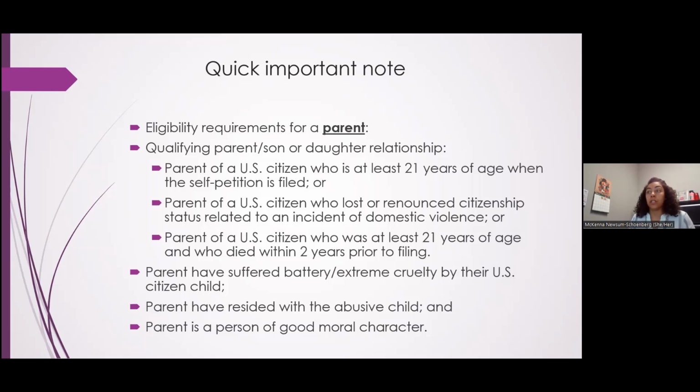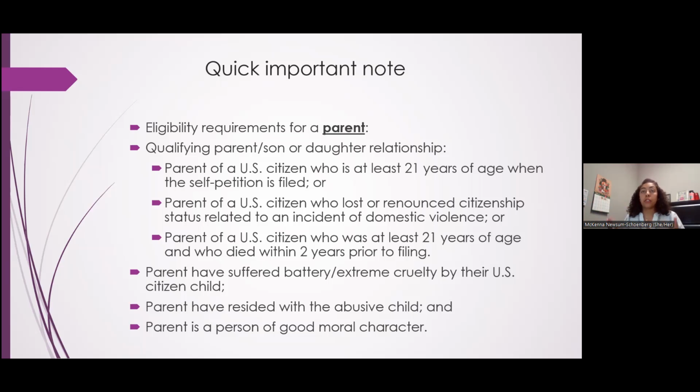if you're a parent of a U.S. citizen who lost or renounced their citizenship status because of an incident related to domestic violence, or if you're a parent of a U.S. citizen who is at least 21 years old and who has passed away within 2 years of filing. So, for example, if I didn't have lawful status in this country, my son is a U.S. citizen, he was abusive, and he passed away on June 1st of 2024, then I would have until June 1st of 2026 to get my VAWA application submitted to the United States government based on the abuse from my son.